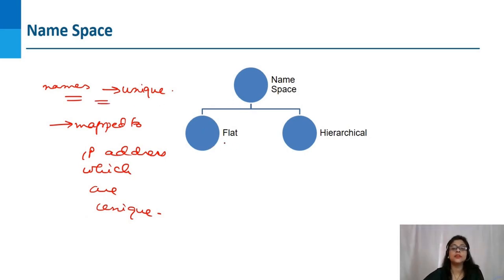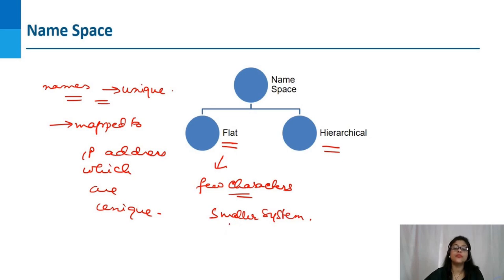Now this namespace can be divided into two parts. One is called the flat namespace and the other one is a hierarchical namespace. A flat namespace is very simple. It consists of few characters. And this is only possible in case of a smaller system. Because if the system becomes very much larger, like the internet, then maintaining the names by a central authority becomes very difficult.